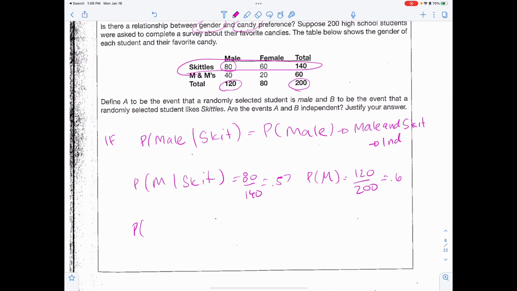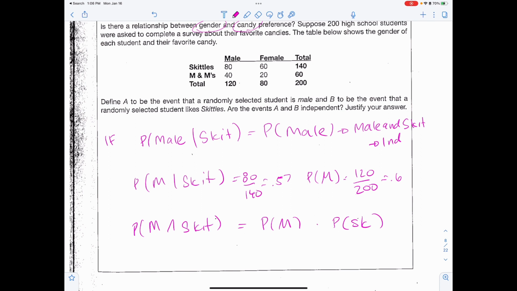Another way you could show it is the probability of male and Skittles is equal to the probability of male times the probability of Skittles. Again, if this is true, then they're independent. Well, male and Skittles is this one. So 80 out of 200, which is 40%. And the probability of male, we did that one already, is 60%, 120 over 200. Probability of Skittles is 140 out of 200.